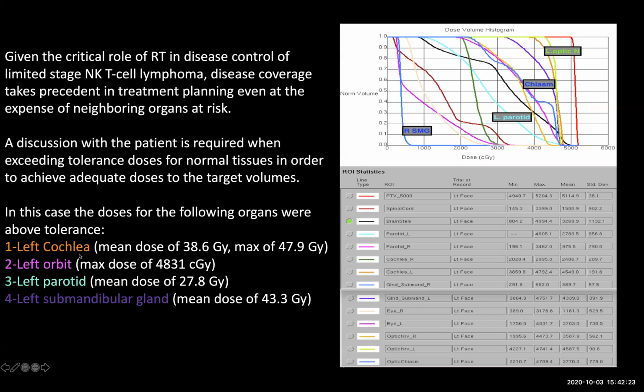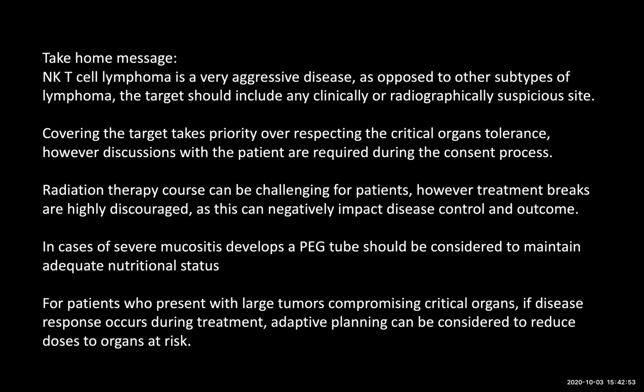It's showing here that the left cochlea has a mean dose of 38 and a max of 47.9, which is higher than what we have expected or wanted in this particular disease. Same thing with the left orbit. There is a maximum dose of 48. Again, there is part of the left orbit that probably will cause trouble in the future, but controlling the disease obviously is a priority.